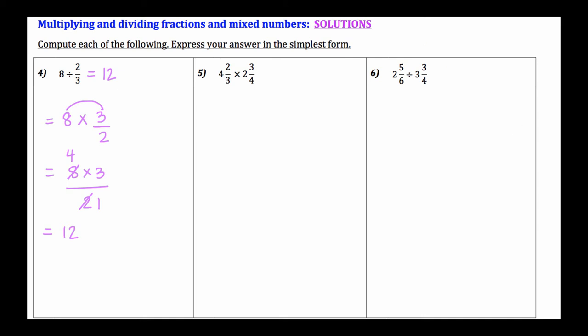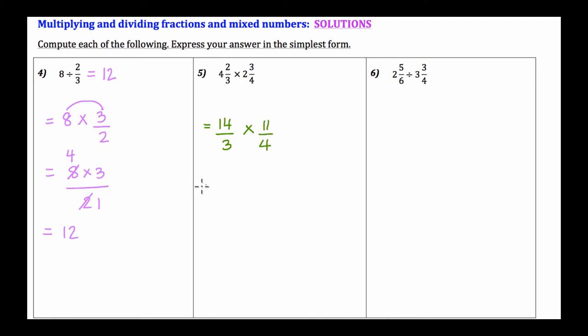So now let's look at the fifth problem. Let me pick a nice color. Let me go back to green. So 4 and 2/3 times 2 and 3/4. So when we are multiplying mixed numbers, let's first convert the mixed numbers into improper fractions. So 4 and 2/3 is the same as 14/3, and multiplied by 2 and 3/4, which is the same as 11/4.